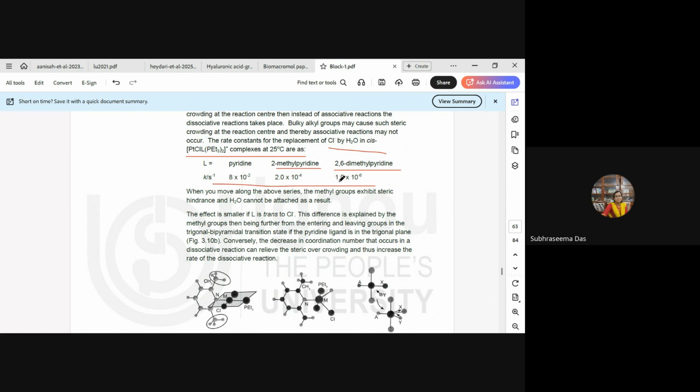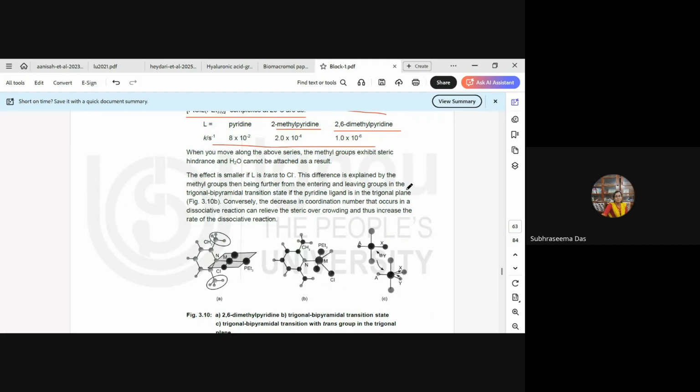So when we move along this series, the methyl groups show steric hindrance and water cannot be attached as a result. So we see that with the increase in bulky groups in the series, the rate constant also decreases. This has been clearly shown by the reaction here.